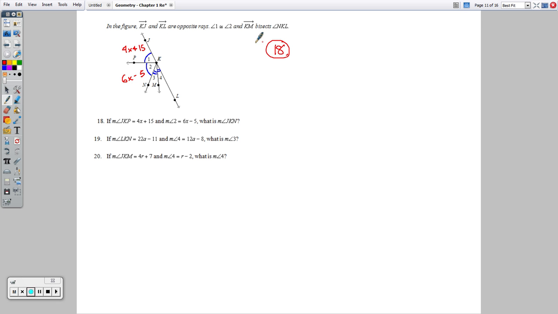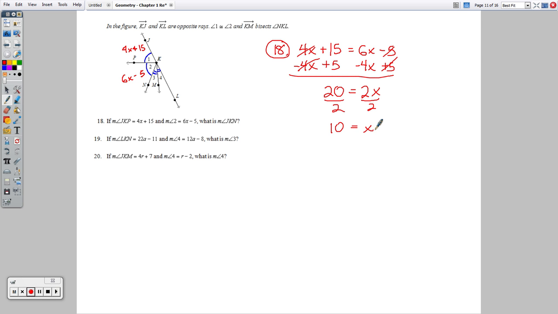So with that information, and knowing that this angle is congruent to this angle, I can say that this must equal this right there. So this has to be true for number 18: 4x plus 15 has to equal 6x minus 5. So from there, you could subtract 4x from both sides. You could add 5 to both sides. That would cancel there, that would cancel there. You're left with 20 equals 2x, divide by 2, and you got 10 equals x.